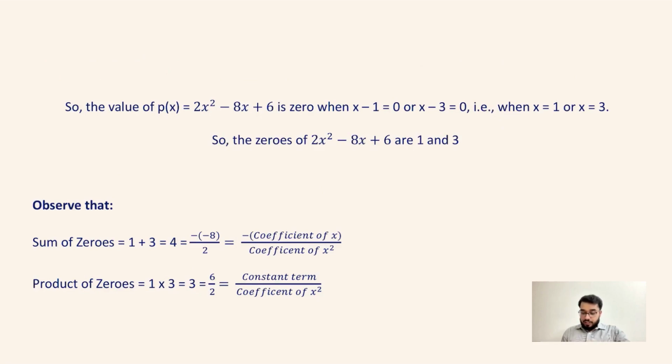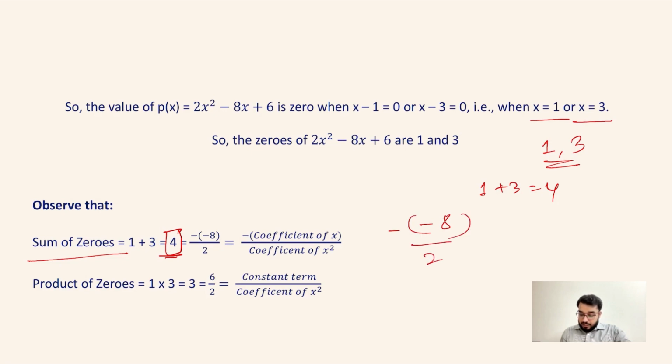So now, the two zeros that we get for the previous quadratic equation would be x is equal to 1 and x is equal to 3. Now we've gotten two zeros, 1 and 3. If we look at the sum of this, 1 plus 3 would be 4. Like you see here, we get 4.